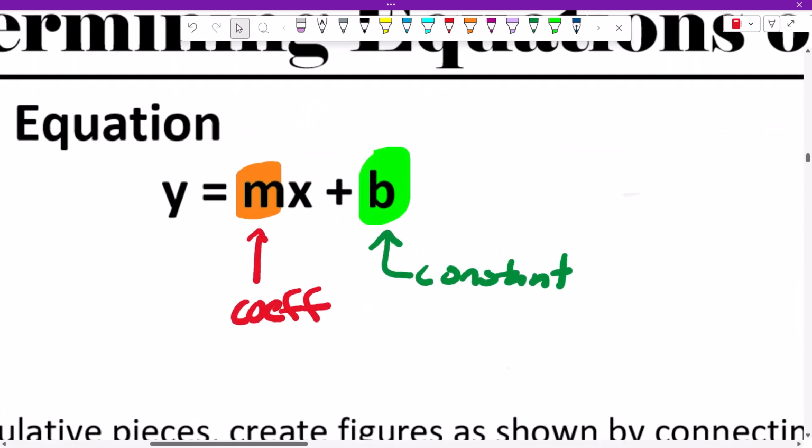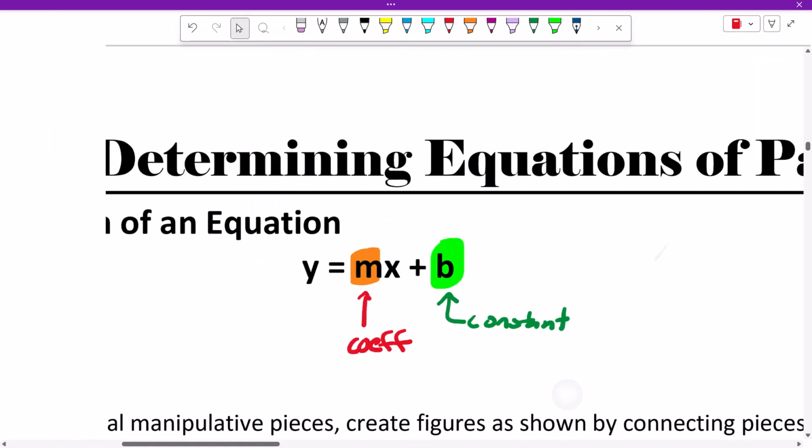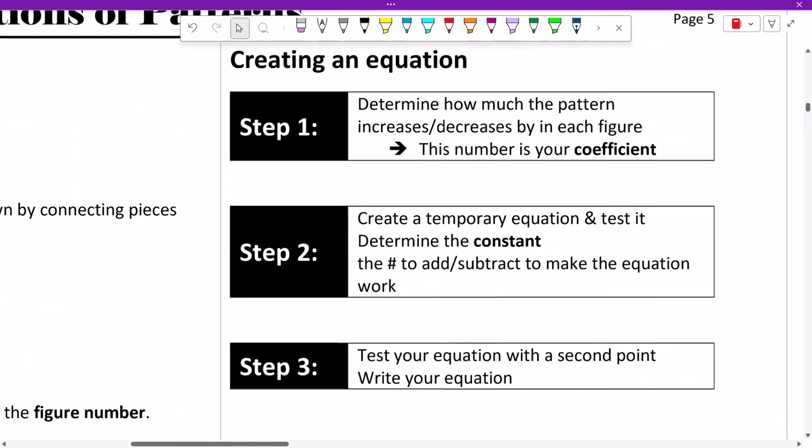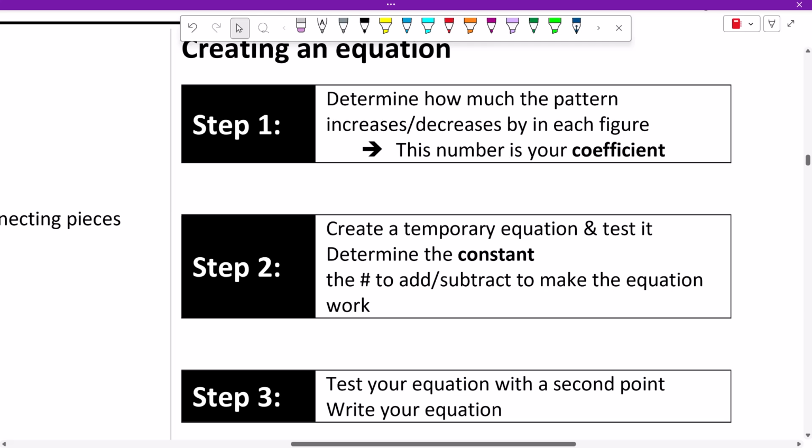Okay? So now we're going to start creating our equation. It takes a couple of steps. Set up your table, figure out your coefficient. So we have an equation that's going to look like this: y is equal to 4x. That 4, the pattern, is how much is going up and down. That's your coefficient. Now we just need to figure out the second part of this. What number do we add or subtract to make this equation work?